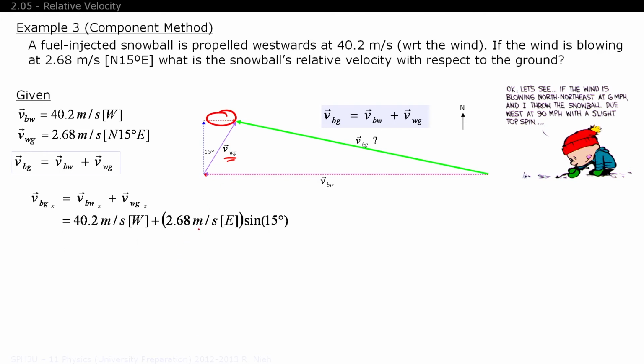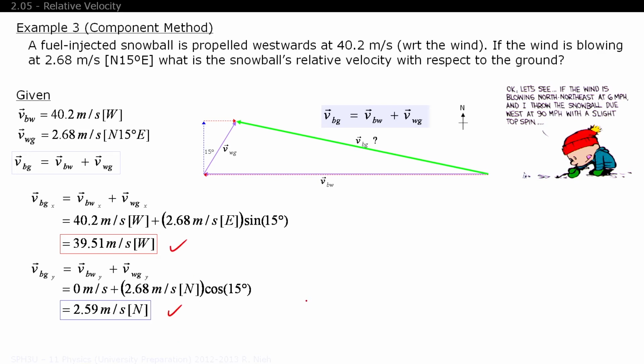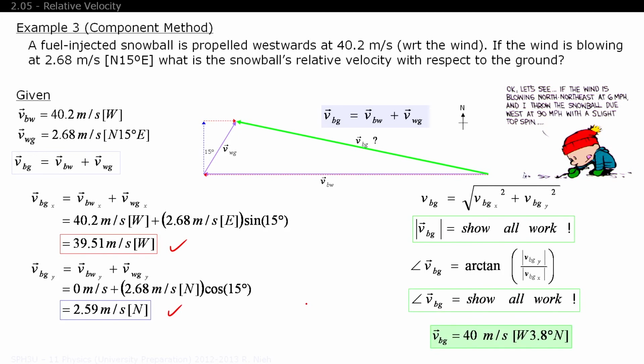So 40.2 subtract 2.68 times the sine of 15 will give us 39.51 meters per second towards the west. As for the vertical dimension, since VBW doesn't have a vertical component, that's why that term goes to 0. And as for the wind, this blue vector is beside 15 degrees, and that's why we're going to multiply by the cosine of 15. Now that we have the horizontal and vertical components, we can solve for the hypotenuse by using the Pythagorean theorem as well as tan inverse. State your final answer, and you're good to go.